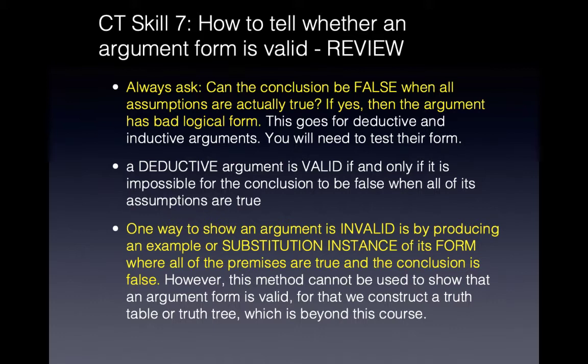Again, to be clear, just because you can't prove an argument is invalid by this method doesn't mean it's valid. All we can do with this method, still very useful, is prove an argument form is invalid. We might fail to show an argument's form is invalid, and it might still be invalid. It's also true we might fail to show an argument form is invalid and it's valid. Realize this is only a test for invalidity, not validity.